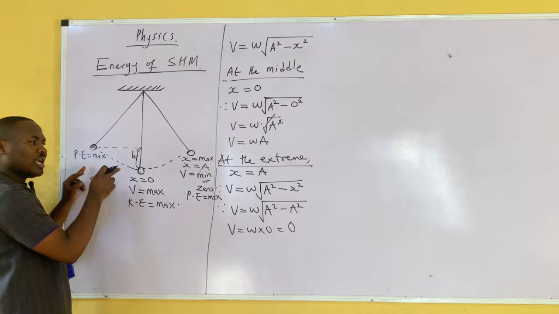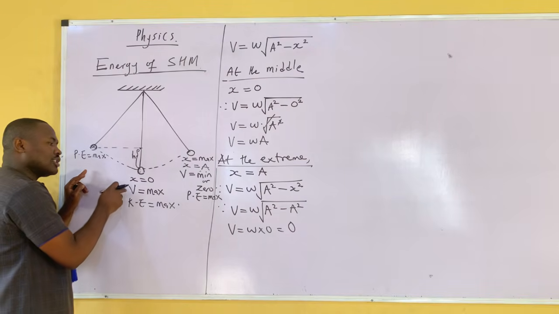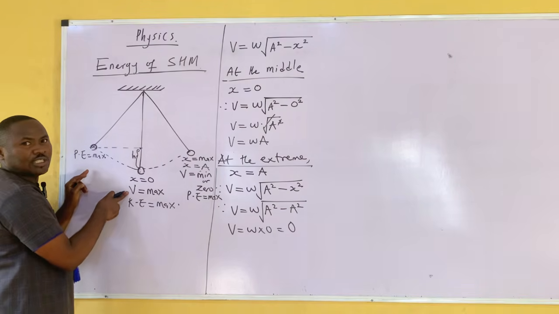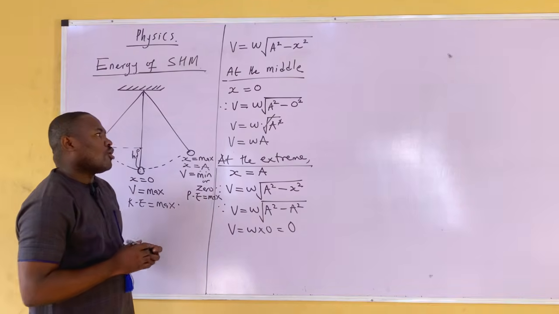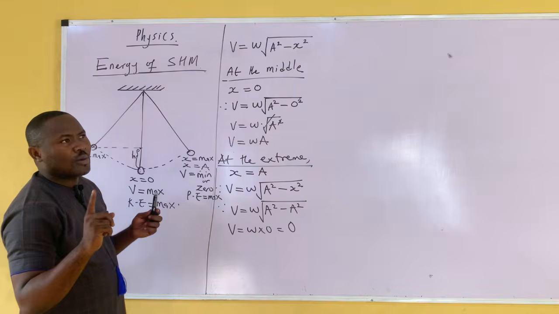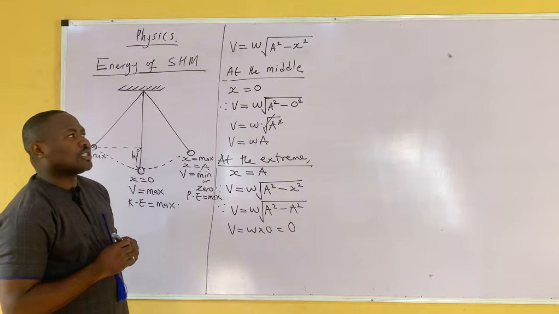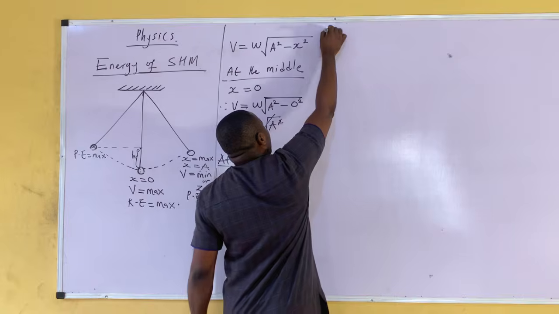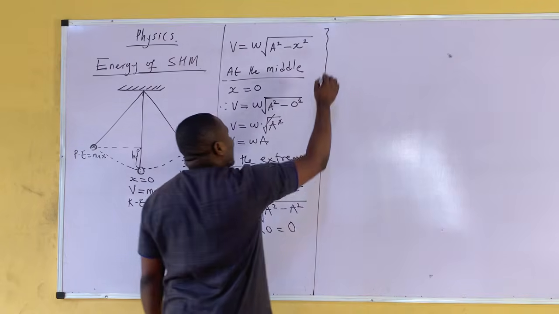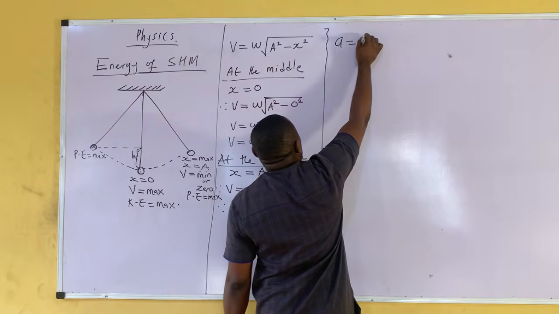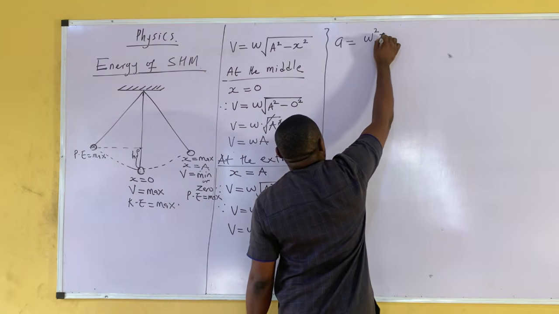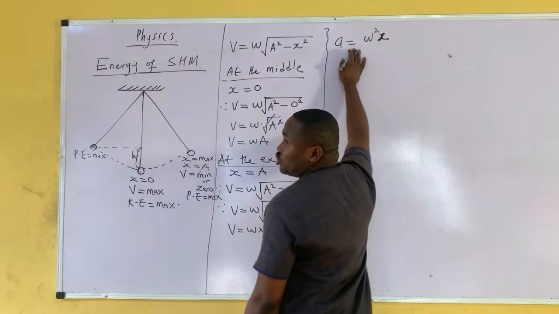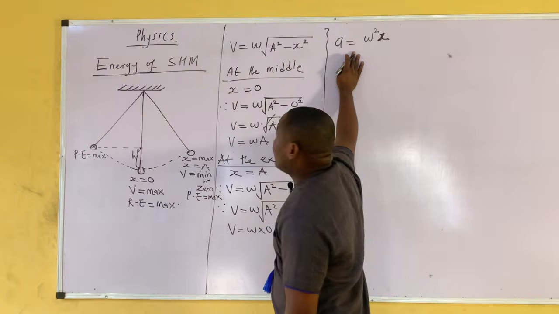At the middle, x equals 0. At the middle, velocity v is maximum. At the extreme, velocity is minimum, or equal to 0. Now, there is one more thing that I will do, which is acceleration. Remember that we said acceleration is equal to w squared x. That's the formula we got for acceleration using centripetal acceleration.